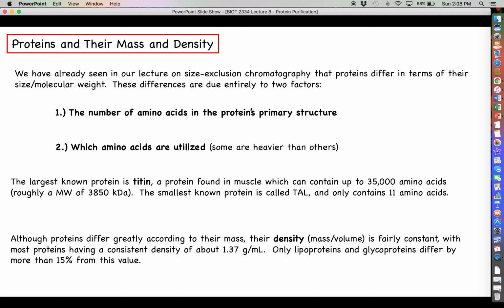Now, the only proteins that are going to be significantly different are those that are either lipoproteins or glycoproteins, in which having a significant extra amount of mass due to carbohydrates or lipids will cause that mass-volume ratio to change.